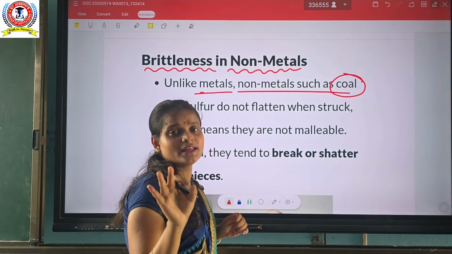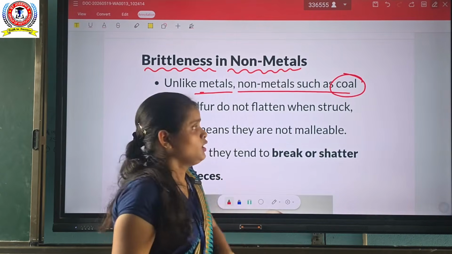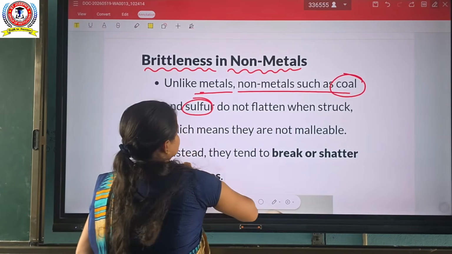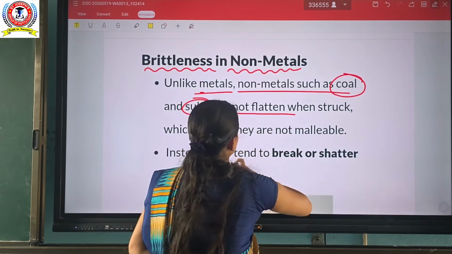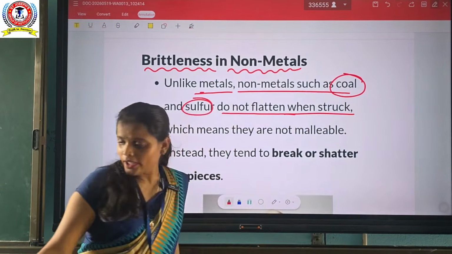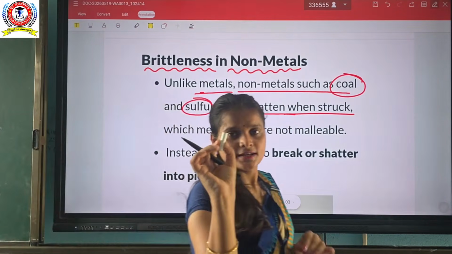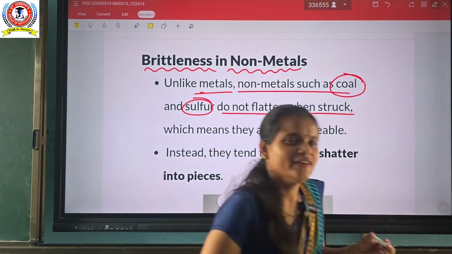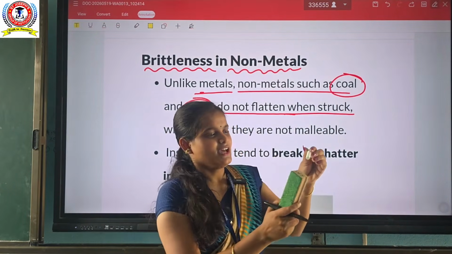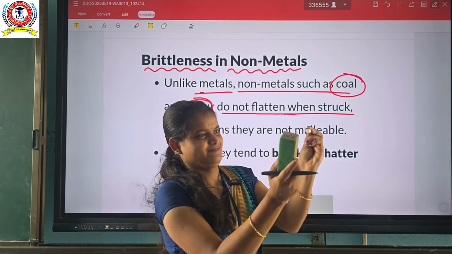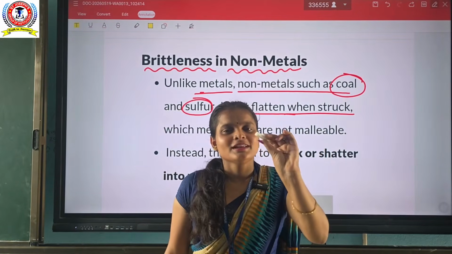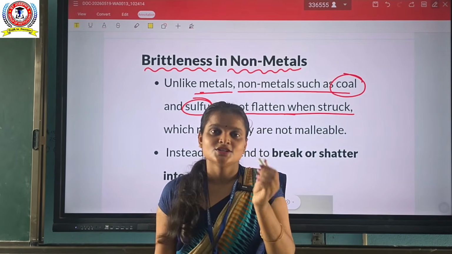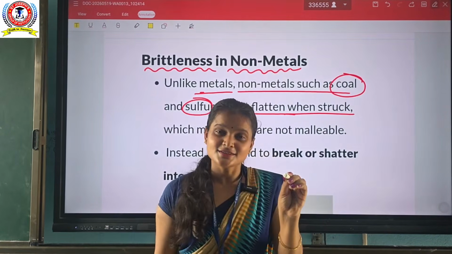Remember the example. Carefully listen to what example I will give you. One is coal, second one is sulfur. They do not flatten when struck. When you beat this chalk, a non-metal, with any harder substance, I will just show you. What will happen? It will be broken down into small pieces or not? Yes or no?